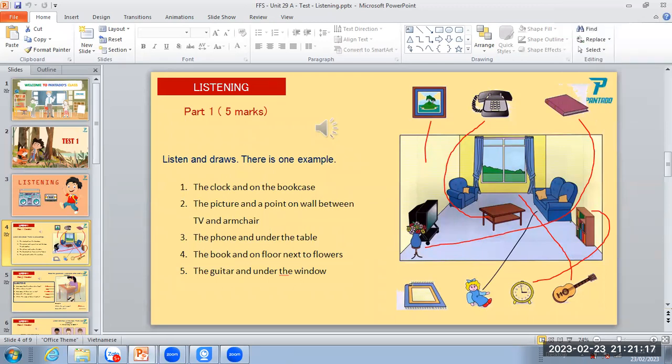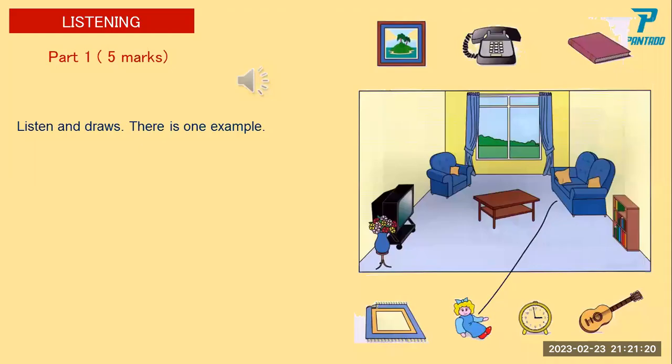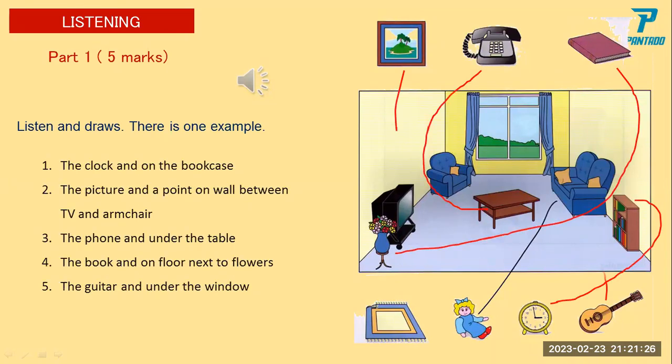Okay, now let's look at this part again. Can you look at this again and tell me the positions of this thing in the picture? Con sẽ nhìn vào cái tranh này và con mô tả lại cái tranh cho cô nhé. With this thing, for example, you say, the picture or the clock is on the bookcase, okay? And the phone is under the table, okay? The book is on the floor next to flowers, for example, something like that. Now, can you do this, Lynn?